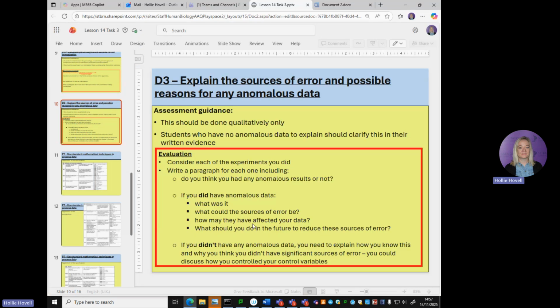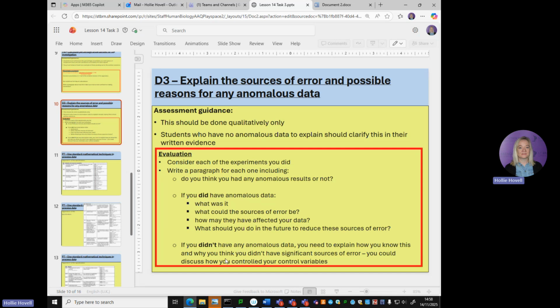Let's go back to this and just make sure we understand how we're writing it. We're writing a paragraph for each experiment that we did. Do we think we had any anomalous results? In which case, what could have gone wrong? And you might just say, I'm not sure if it was an anomaly, but I'm not confident that it was totally accurate. So the sources of error could have been, and then go back to what we've discussed, they would have affected my data by what we've discussed. If I did it in the future to reduce the source of error, I would do it like this.